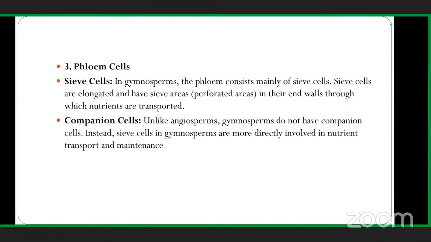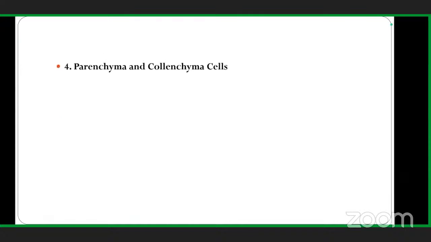Next is phloem cells. The presence of sieve cells is there, mainly sieve cells. So sieve cells are elongated and have sieve areas. What are sieve areas? These are perforated areas, meaning they have tiny pores in their end walls through which nutrients are transported. Next is companion cells. Gymnosperms lack companion cells. You will not find companion cells in gymnosperms. Instead, sieve cells in gymnosperms are more directly involved in nutrient transport and maintenance.